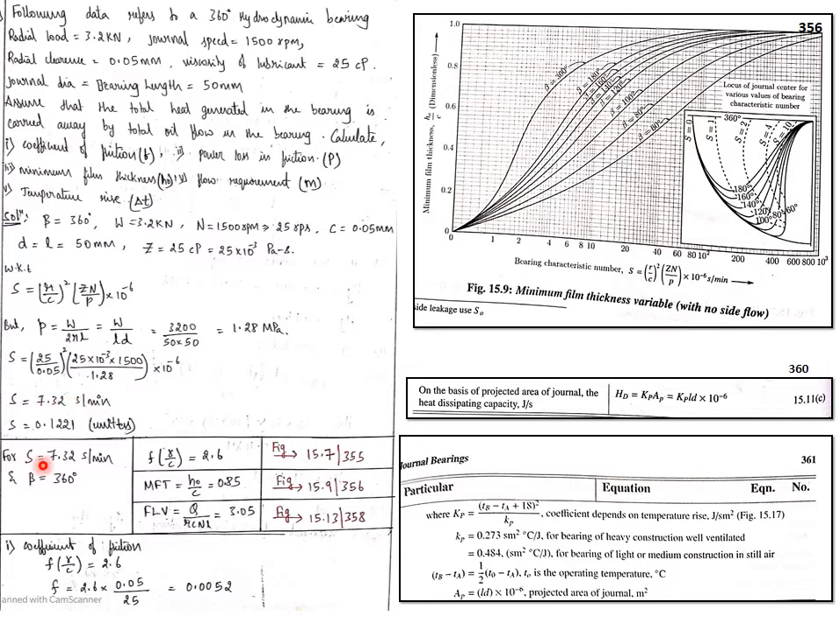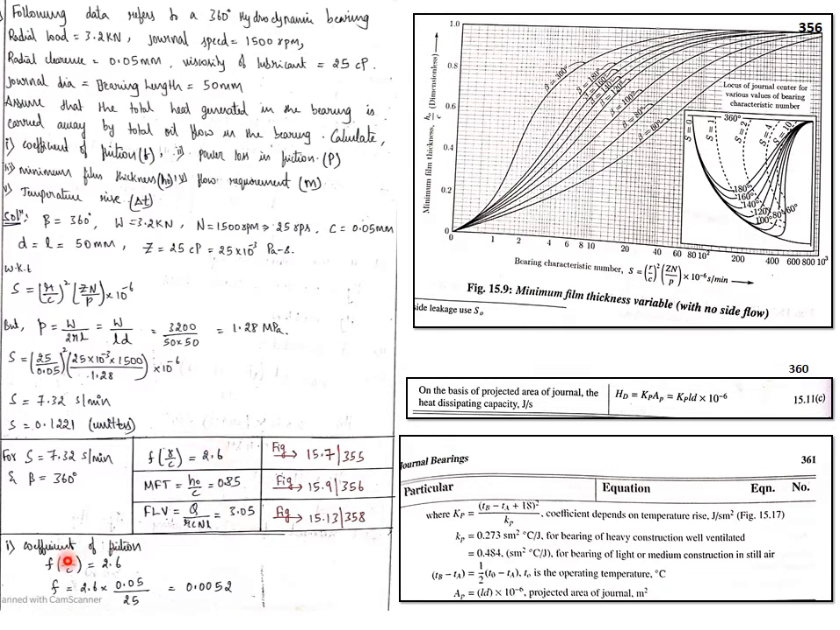Once you get the value of S, with respect to S and beta, if you check the graphs, figures 15.7, 15.9, 15.13, you will get the corresponding y-axis values. For example, if you check this graph, for S equal to 7.32 and beta equal to 360 degrees, you will get H by C as 0.8. So this is the minimum film thickness you get from the graph. Similarly, we will check the different figures to find the values.